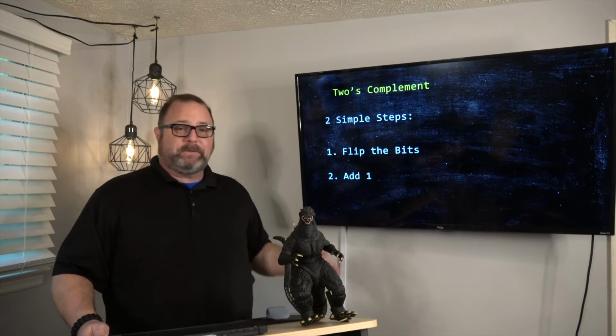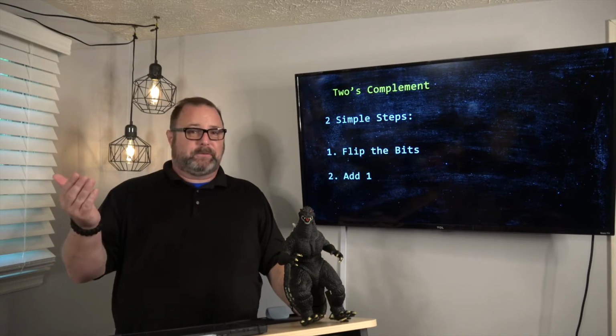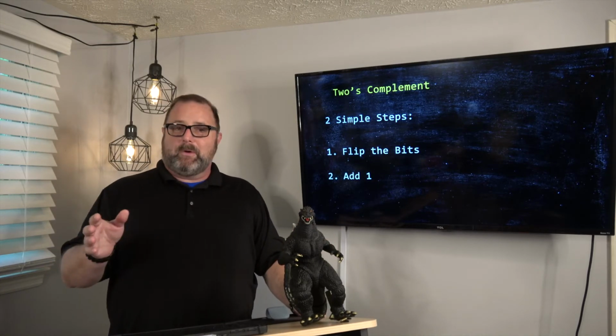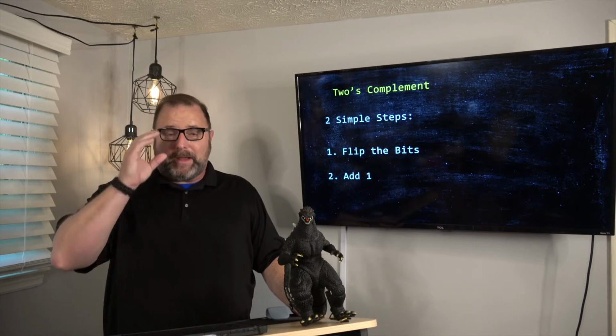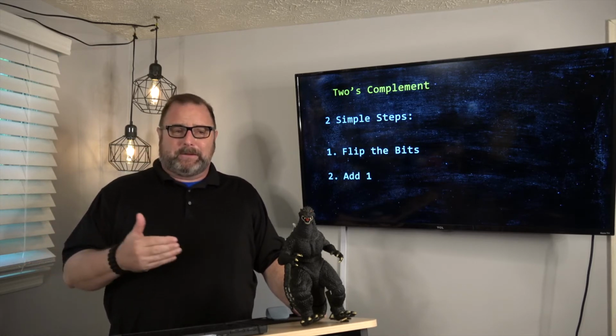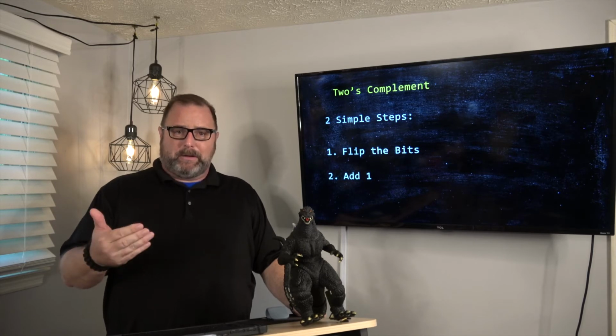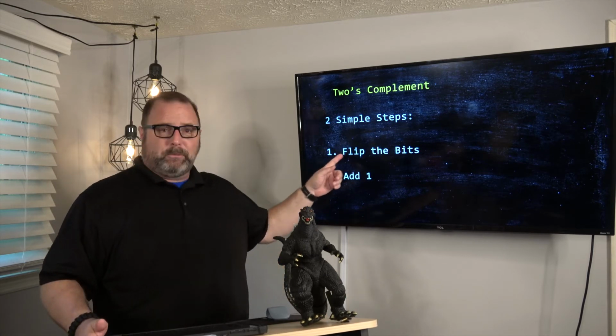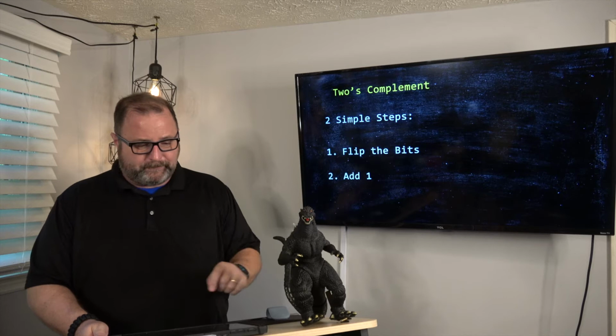When we flip the bits, if it's a 1, it becomes a 0. If it's a 0, it becomes a 1. It's no harder than that. Don't make it harder than that. It's just that simple. And then we're going to add literally the number 1 in binary form to whatever we get after we flip the bits.